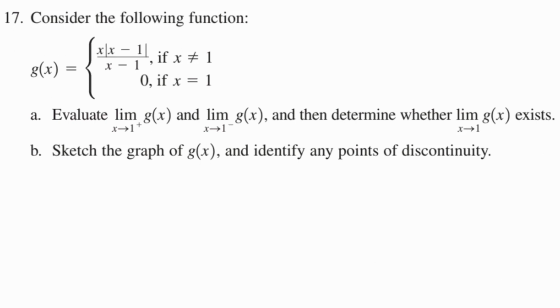In part A, evaluate the limit of g of x as x is approaching 1 from the positive side, and the limit of g of x as x is approaching 1 from the negative side, and then determine whether the limit of g of x as x is approaching 1 exists. In part B, sketch the graph of g of x and identify any points of discontinuity.